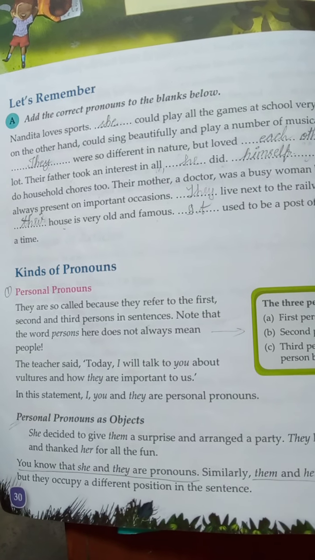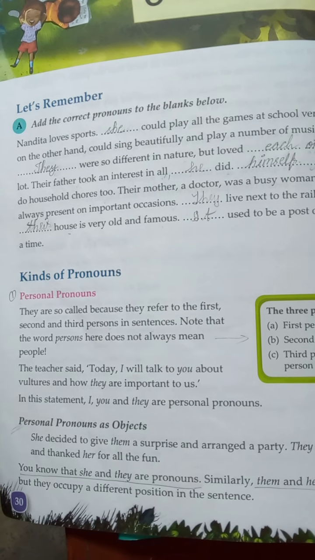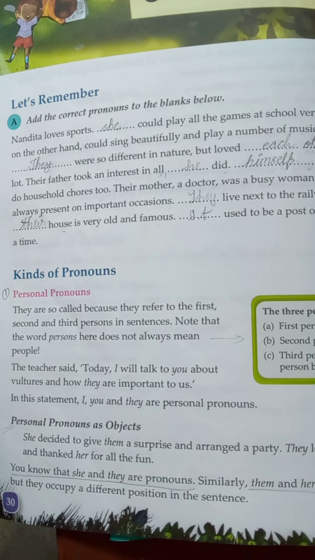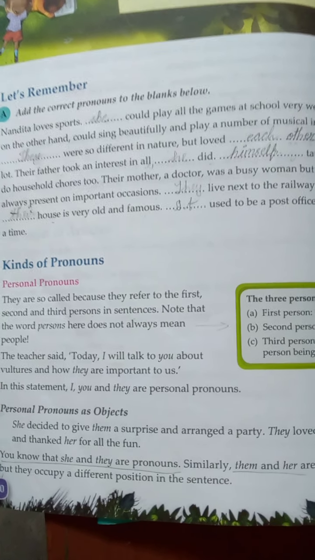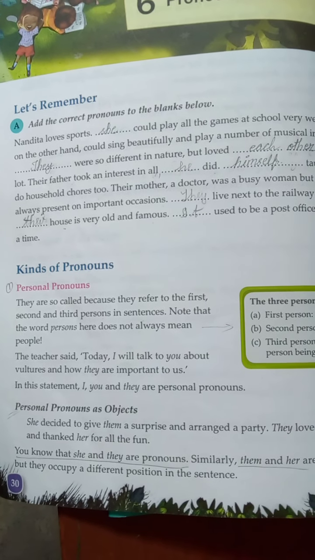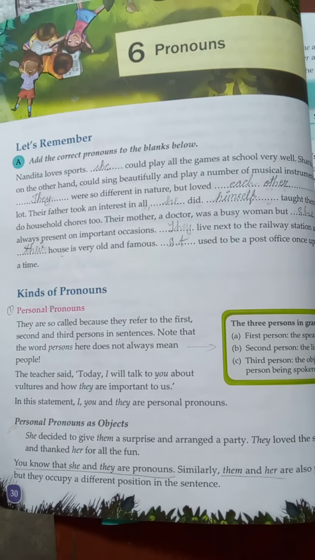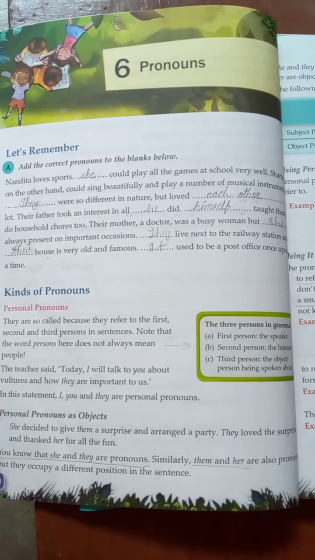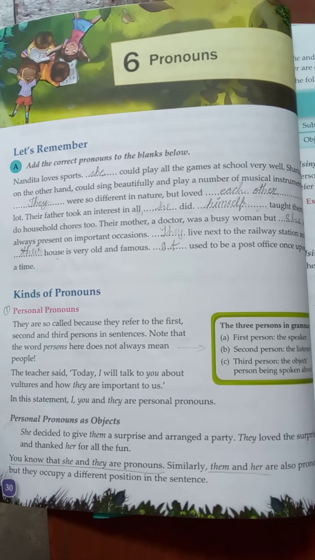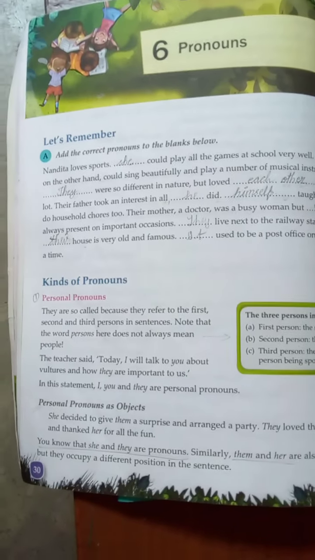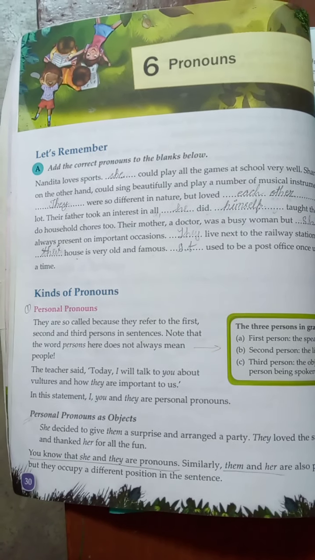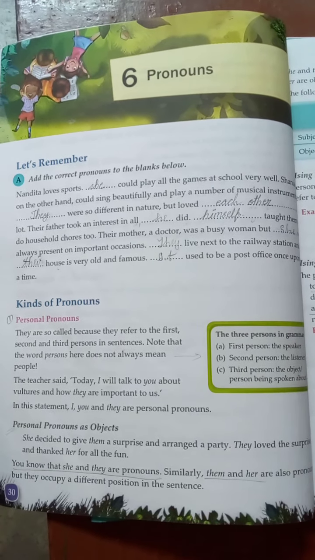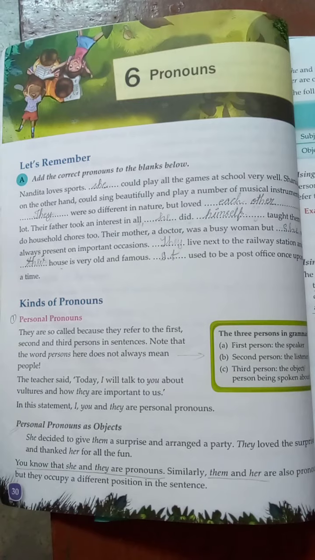Students, in this example, I, you, and they are the personal pronouns. Next, you can see personal pronouns as object. She decided to give them a surprise and arranged a party. They loved the surprise and thanked her for all the fun. You know that she and they are pronouns. They are used instead of nouns. Similarly, them and her are also pronouns.